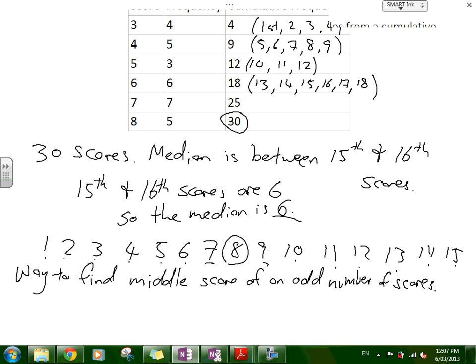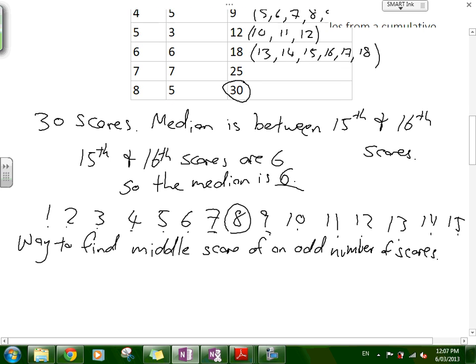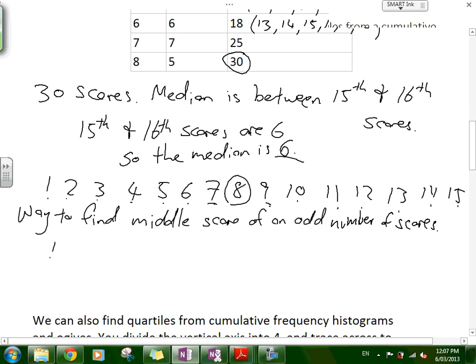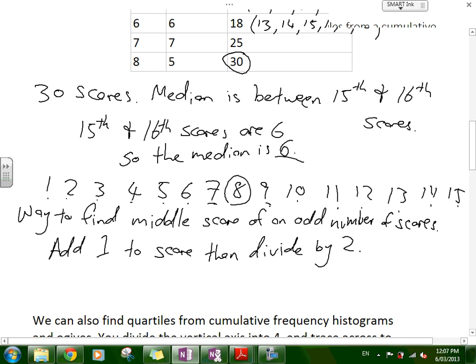If I add 1 to 15, what do I get? 16. And divide that by 2, I get 8. So the way you do it, and this always works, is you add 1 to the number of scores, then divide by 2. To find the middle score of an odd number of scores, and this only works for an odd number, you add 1, divide by 2, and you find the middle score.